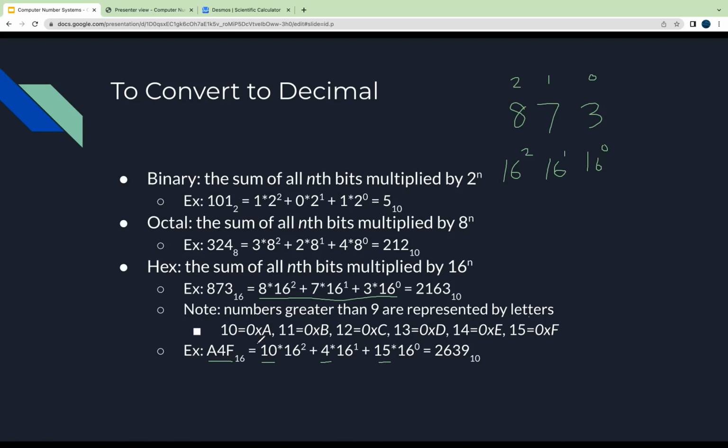The more problems you practice with, the more you'll be able to remember. It'll just come intuitively what A is, what B is, what C is, and you won't have to check this chart as much, but for now you can go back and refer to this, or even just write it out, to remind yourself that A is 10, B is 11. Okay, following the same process, we're going to get that this number, A4F here, is going to evaluate to 2,639.